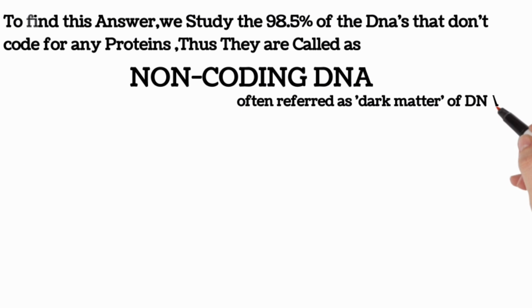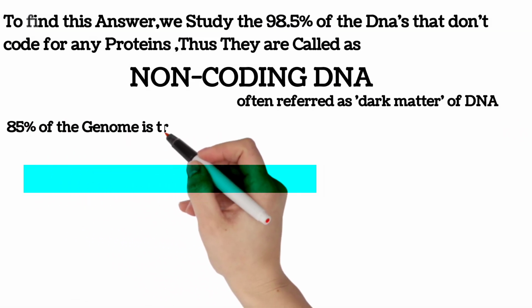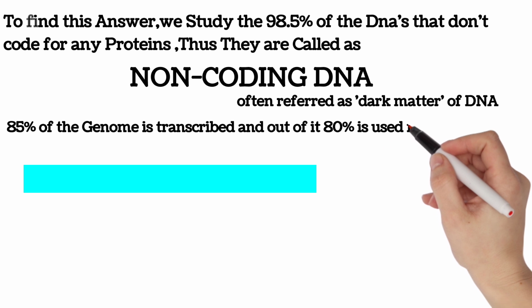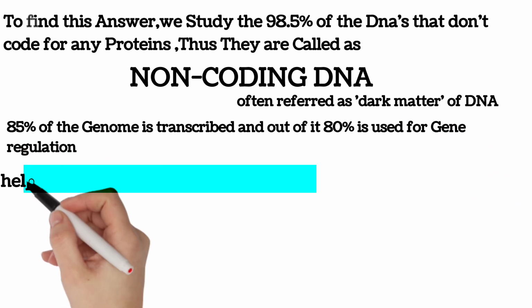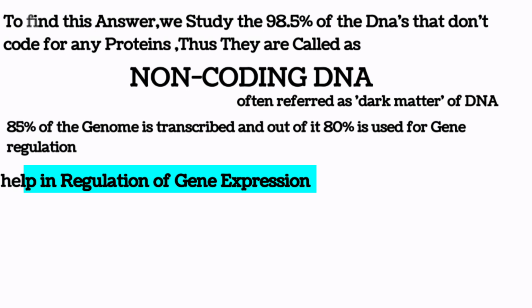They are thus named non-coding DNA. As the name suggests, they do not code for any protein. They are often referred to as the dark matter of DNA. Now, 85% of the genome is transcribed. Transcribed means conversion from DNA into RNA. And out of this 85% transcribed genome, 80% is used for gene regulation. Thus, the function of this non-coding DNA is regulation of gene expression. It regulates or modulates the gene expression.